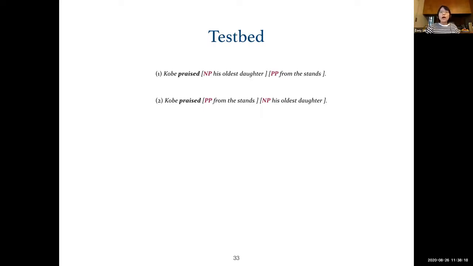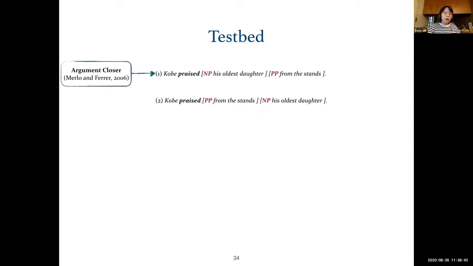For example, I could say "Kobe praised his oldest daughter from the stands" versus "Kobe praised from the stands his oldest daughter." Switching the order of the NP and the PP here doesn't necessarily change the grammaticality nor the semantic interpretation of the sentence. Now, why do I use constructions such as these as a test bed?